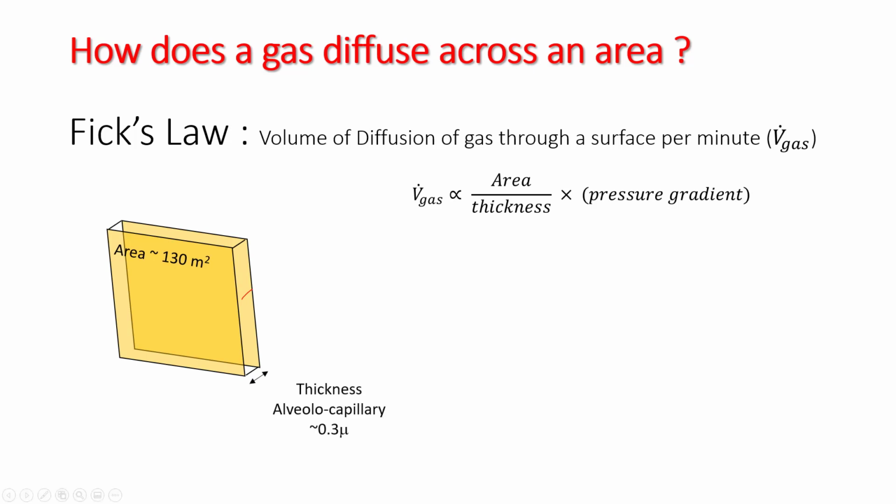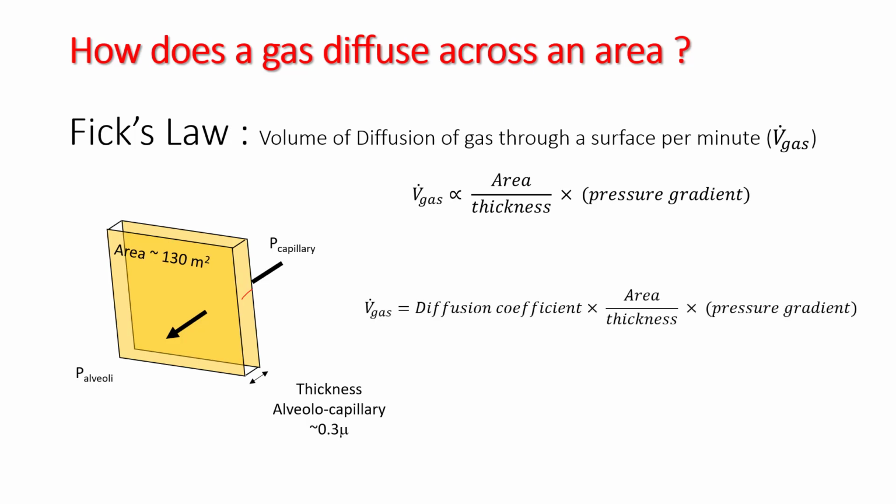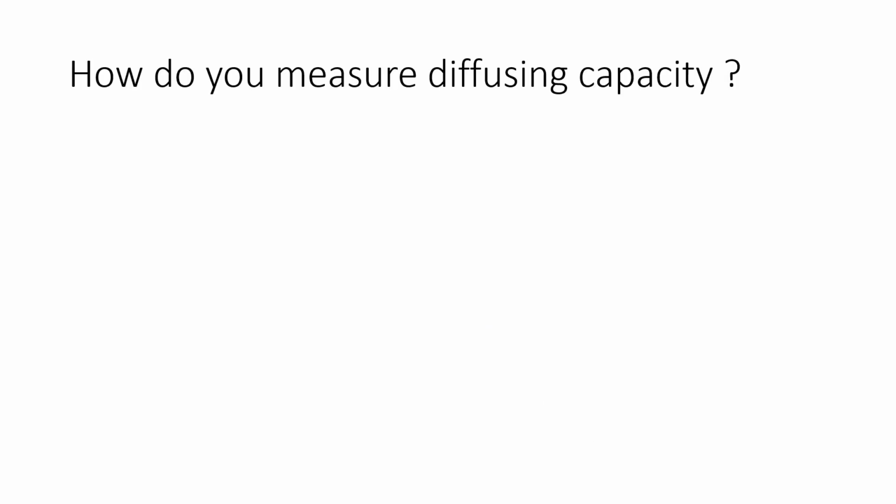In the lungs, this surface area is about 130 meters squared in a normal person. Thickness of the alveolar capillary membrane is around 0.3 microns, and the pressure gradient depends on the partial pressure of the gas in the capillaries and the alveoli. If you remove the proportionality sign, you get a coefficient which is called the diffusion coefficient, and this depends upon the property of the surface and the property of the gas.